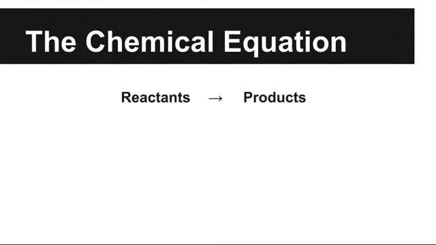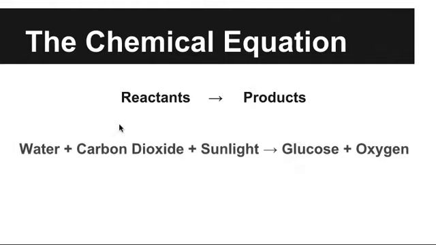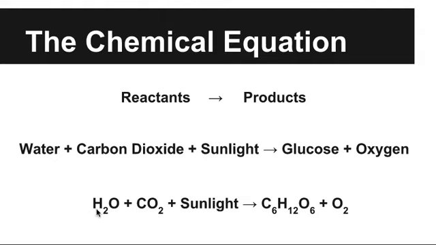Let's look at the chemical equation. For a chemical equation, especially those of you that had chemistry, you know that you put in the reactants and you get out the products. We have already talked about this. The reactants are what goes in: the water, the carbon dioxide, and the sunlight. What we get out is the glucose and the oxygen. Let's look at that in chemical terms. Water, also known as H2O, and carbon dioxide, CO2, plus sunlight makes this molecule here, C6H12O6, that's glucose, and O2 is oxygen.